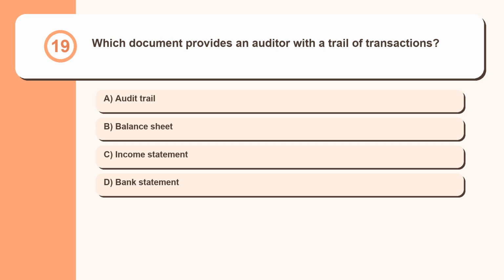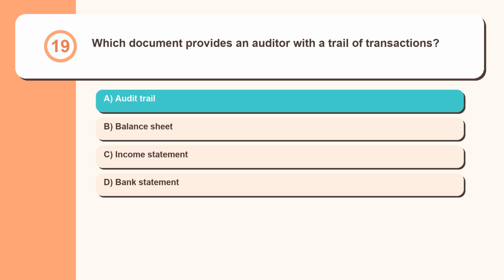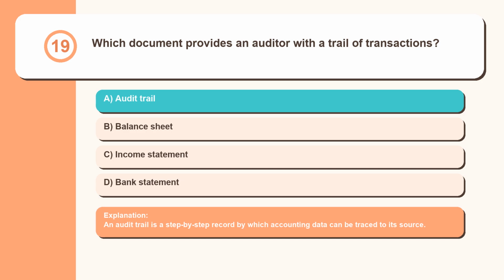Question 19. Which document provides an auditor with a trail of transactions? Audit trail, balance sheet, income statement, bank statement. An audit trail is a step-by-step record by which accounting data can be traced to its source.